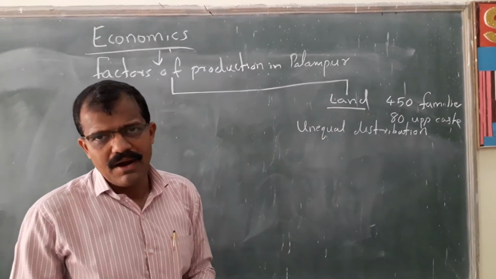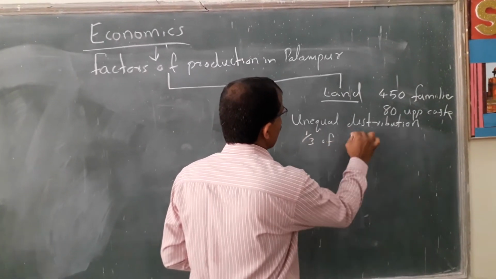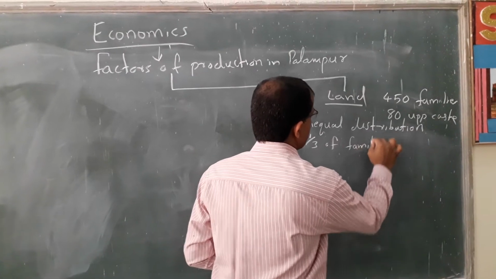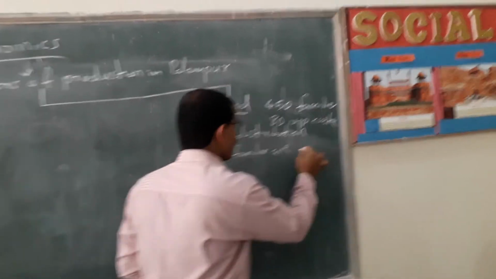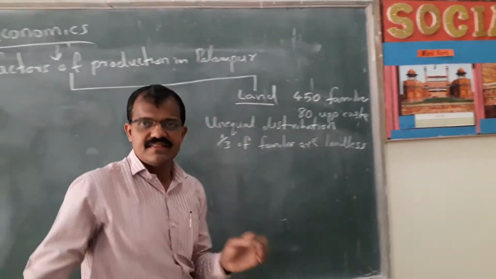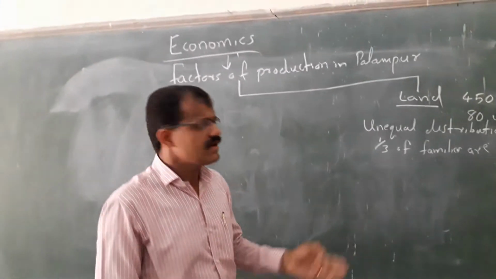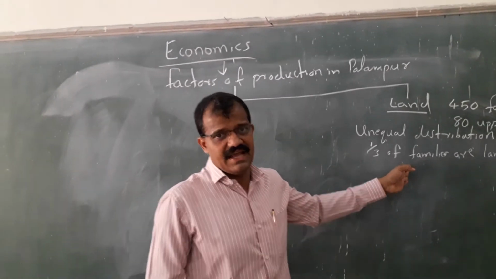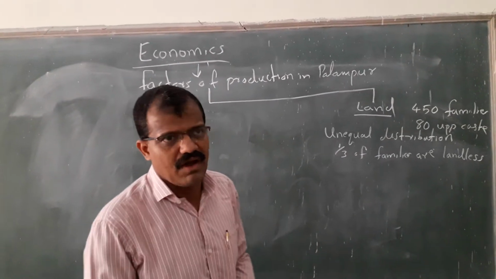Among these 450 families, one third of families are landless. They depend on labor work or engage in other non-agricultural activities. Which means one third of the families are farmless.